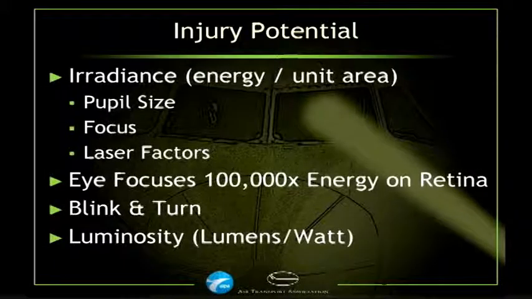The injury potential is really determined by the energy per unit area, and that is all a factor of the pupil size and focus. The eye between the cornea and the lens can focus up to 100,000 times the energy of the ambient light on a single point in the retina. The injury potential is also mitigated by a blink reflex and turning away from it so that there's not a direct visualization of the light onto the macula.